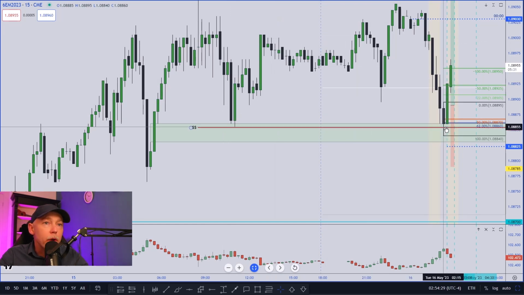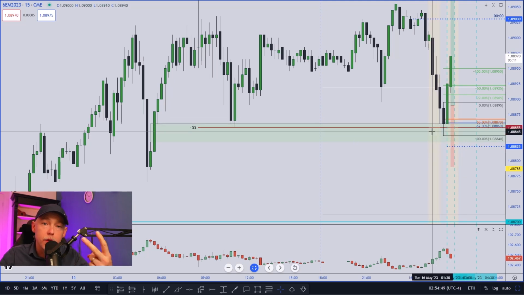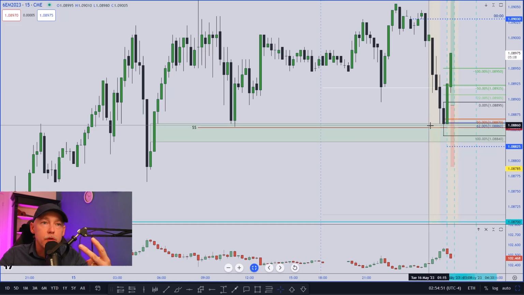And I was waiting for price to revisit this area this morning. So when I saw price coming down here, I was like, okay, this looks like we're going to take out this sell side here, which we did. There's a lot of confluence in this area to take a long. What is the confluence? Number one, we're coming into a fair value gap. Number two, we're at a 50% retracement. Number three, we've taken sell side.